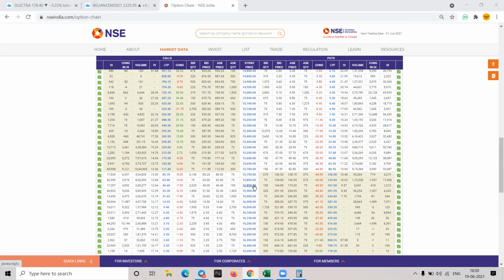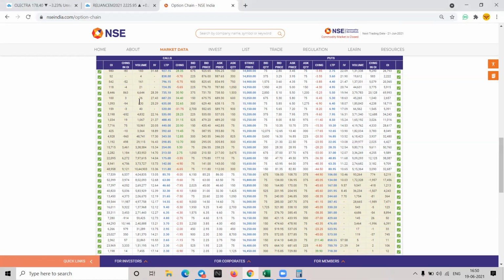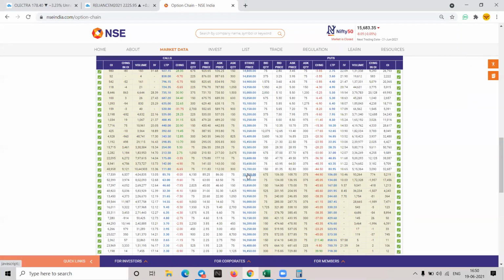To understand this, let me tell you about one more concept, which is known as ITM, ATM, and OTM. If you look at the call contract here, this is where the Nifty is at present, correct? Around 15,700 is where Nifty is trading. So this is your at the money strike price, which is known as ATM. At present, the Nifty is nearer to this one.